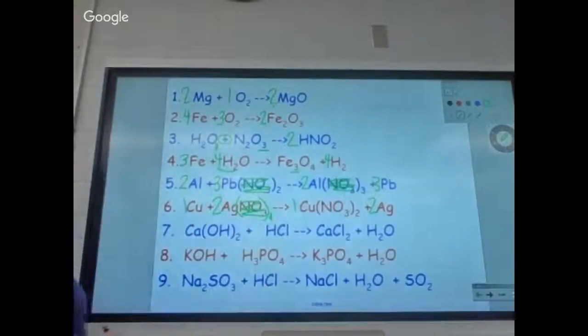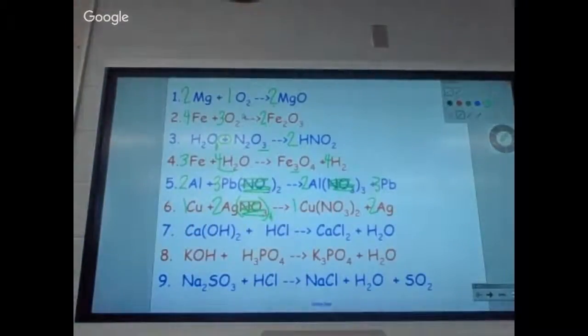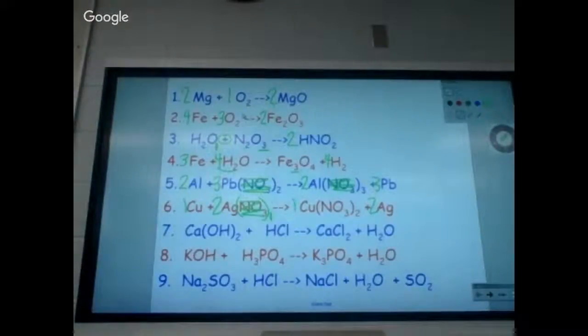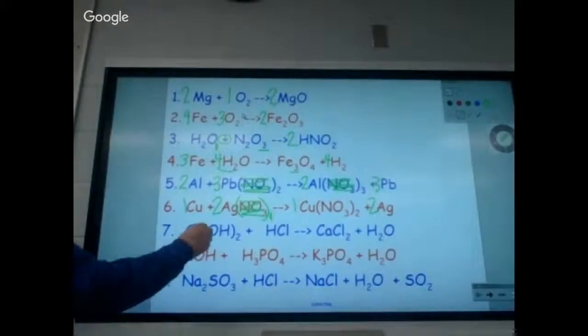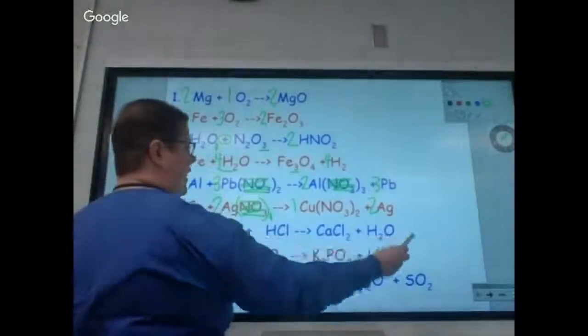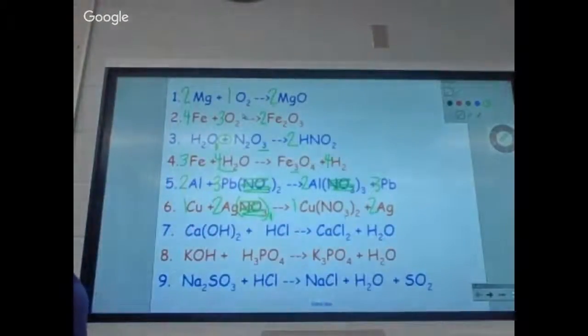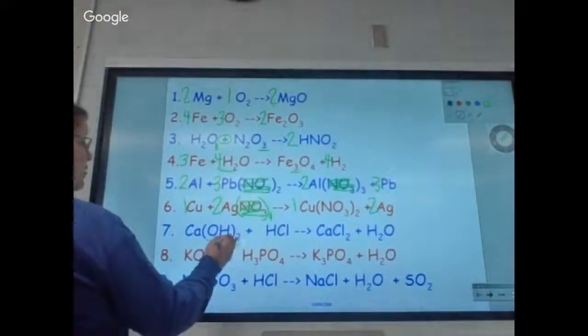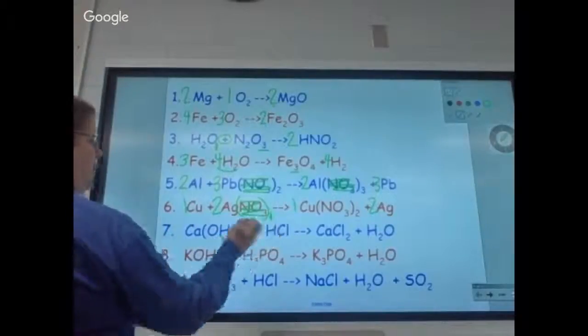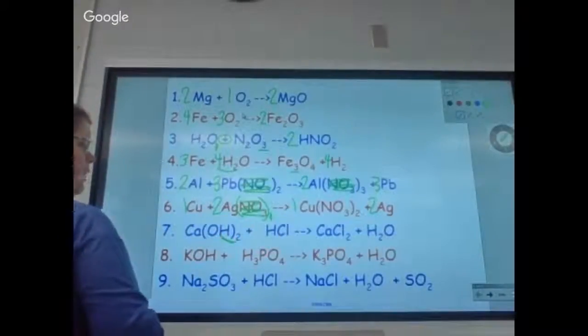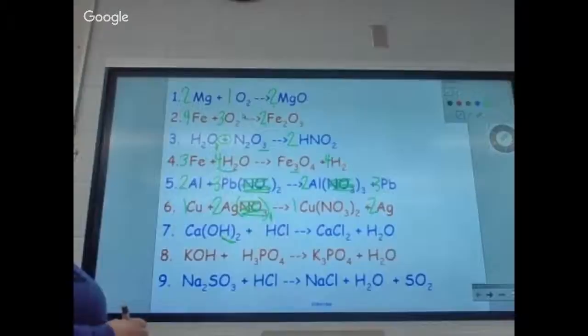Now, when you go to balance this one, do I have an OH that looks like an OH over here on this side? No. Then you have to break it apart. So I have how many H's right here? 2. And how many right there? 1. So we're going to have to add those up separately.